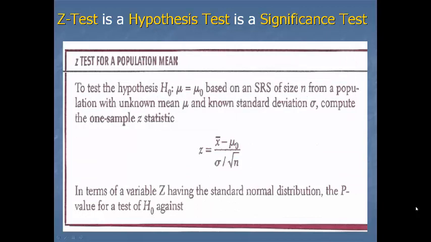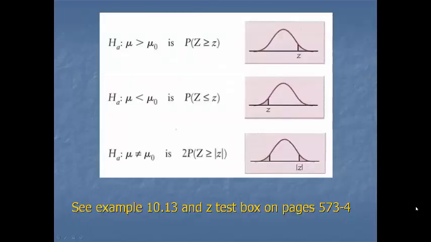Here's our formula for finding the z-score. Okay. Now notice that they call this a z-test. A z-test is also the same thing as a hypothesis test and a significance test. So if you see this, don't freak out that you have 3 different things going on. They're all referred to as the same thing.